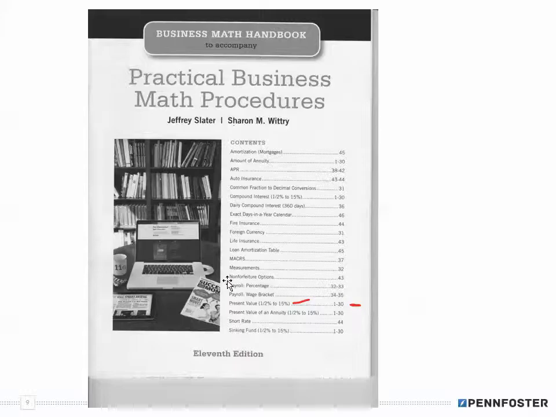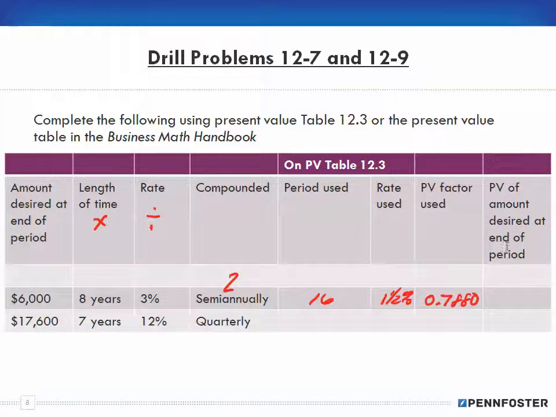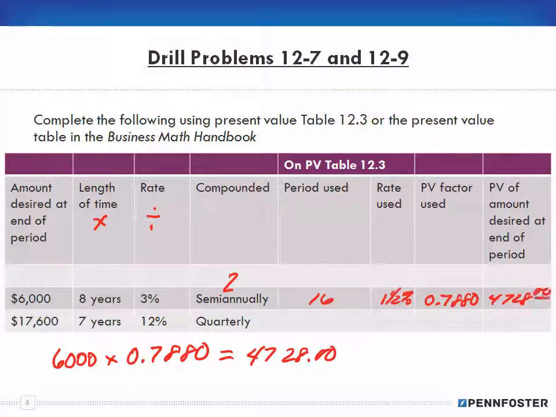Okay, so let me go back up to the problem, and it says we're going to look at the present value of the amount desired at the end of the period. So to arrive at that, we take our $6,000 and multiply that by our factor of 0.7880, and that gives us a total amount of $4,728 even. So that's the present value of the desired amount at the end of the period.